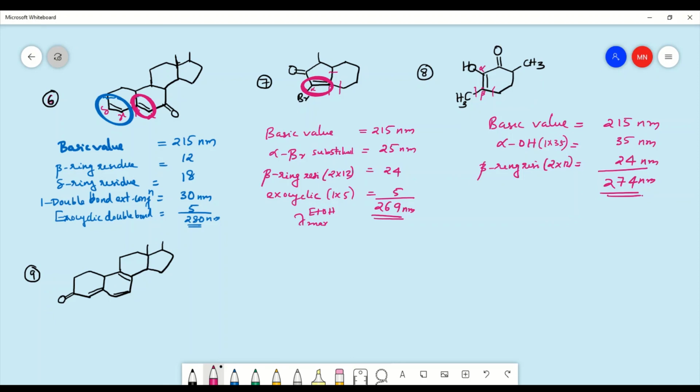Moving on to another structure. This is again a 6-membered alpha beta unsaturated ketone. So the basic value will be equal to 215 nanometer according to Woodward-Fieser. This is the alpha carbon, this is the beta carbon. Okay. Now at the beta carbon, there is one ring residue. Beta ring residue is only 1. So 1 into 12 is equal to 12 nanometer.